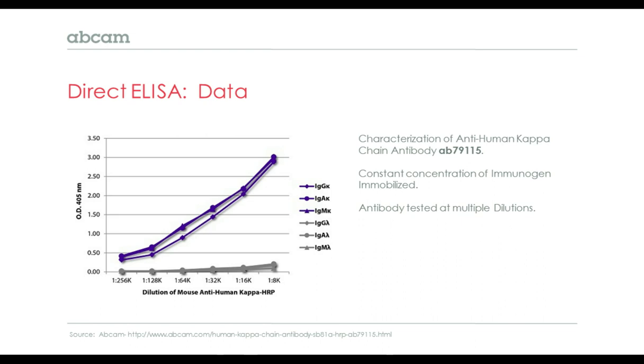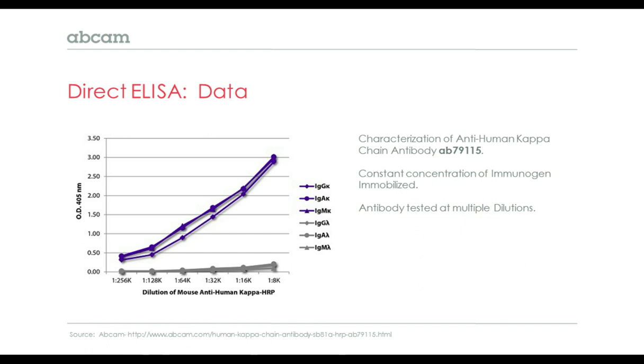In an illustration of a direct ELISA being used, we can see data generated which was used to characterize an anti-human kappa light chain antibody. In this particular experiment, a constant amount of IgG analyte was immobilized on the plate, and then there is a direct correlation showing increased OD measured as the concentration of the conjugated antibody that is being analyzed here is increased.